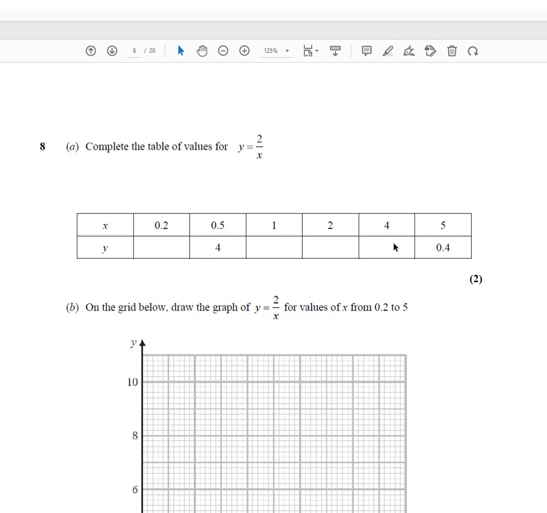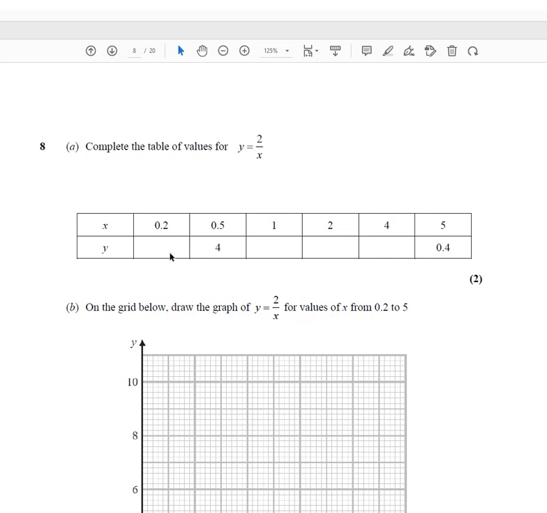Now, some of these are fairly easy. For example, if x is 4, it's going to be 2 divided by 4, so that's a half, easy. When x is 2, it's going to be 2 divided by 2, that's easy. When x is 1, it's going to be 2 divided by 1, that's easy. So you've got those ones. The only thing you need to work out is this one here. So you need to work out 2 divided by 0.2.